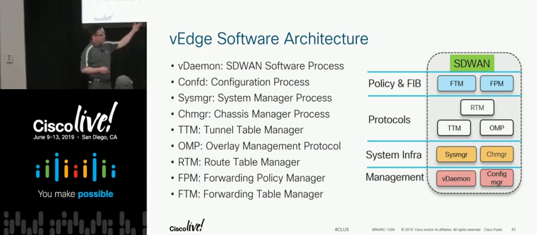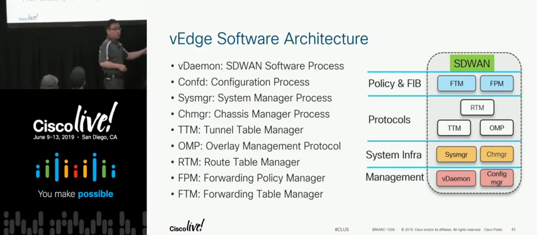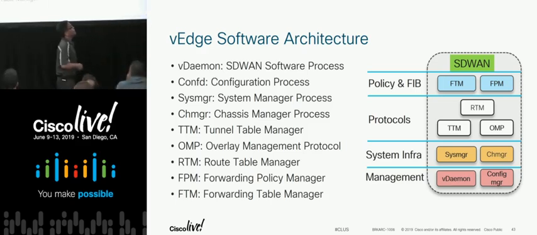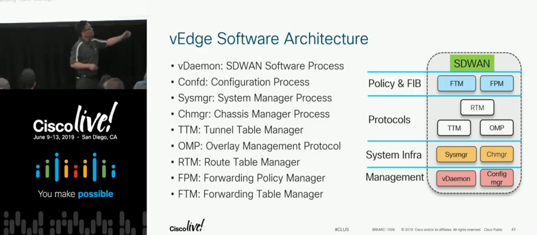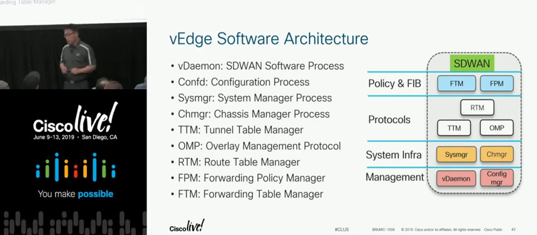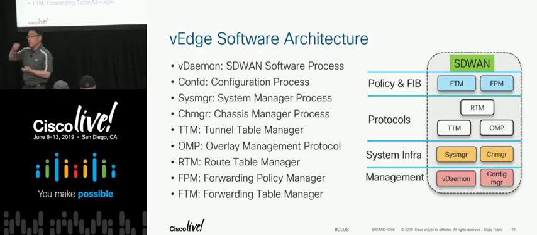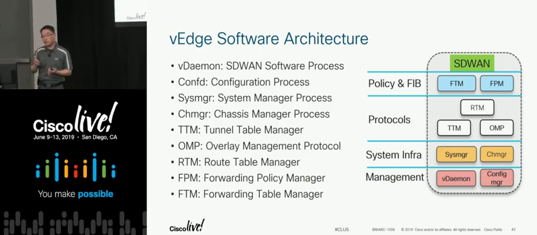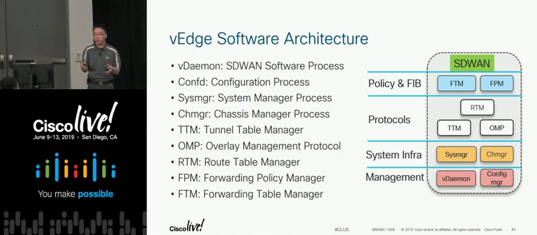Another process is called the chassis manager. Chassis manager is responsible for interface initialization. And there's also config manager. Config manager is the process for communicating with the vManage, to download the configuration from the vManage and host the configuration locally on the router.